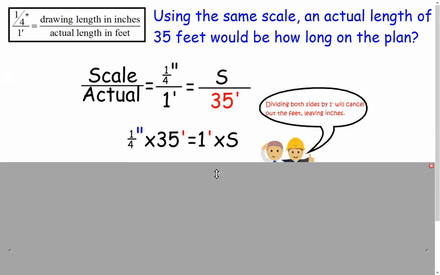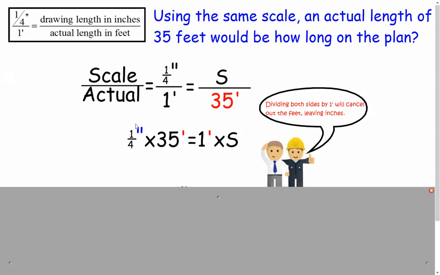We cross multiply, and we get something that looks like this. 1/4 inch times 35 feet equals 1 foot times S. And if you divide both sides by that 1 foot, the feet part are going to cancel out.